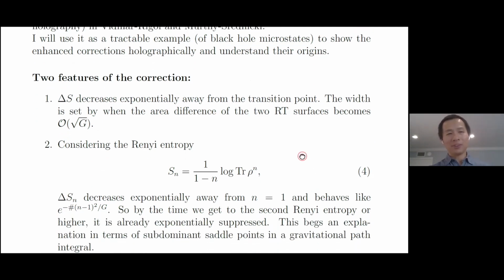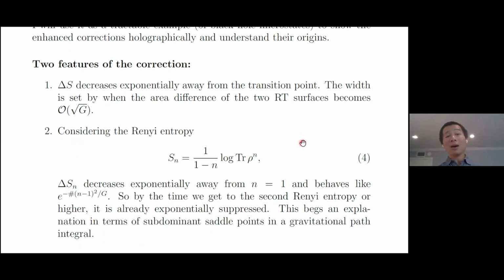The second feature is that we may also consider the Rényi entropy as a generalization of the von Neumann entropy. And the Rényi entropy is defined in this way, in equation 4. The question is whether enhanced corrections also appear in the Rényi entropies.